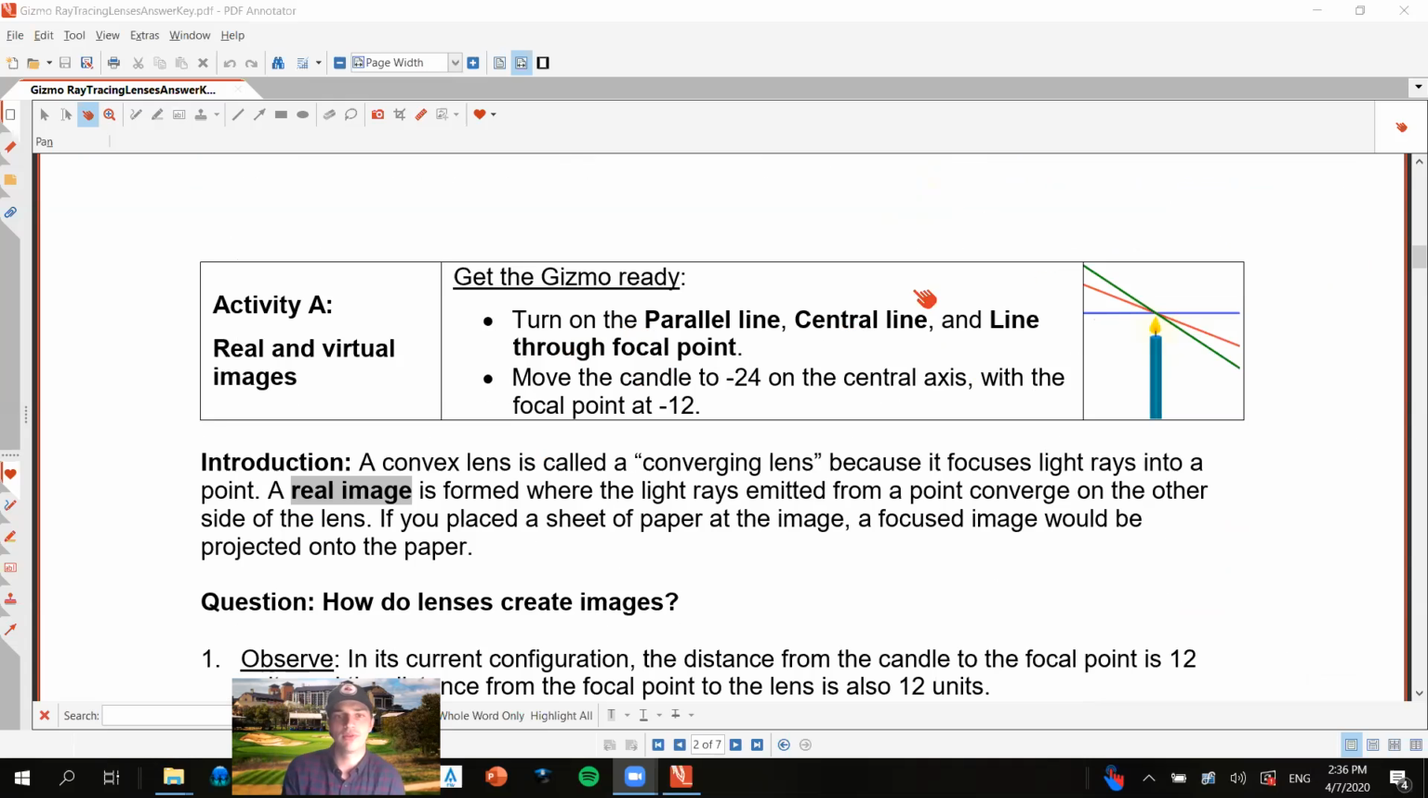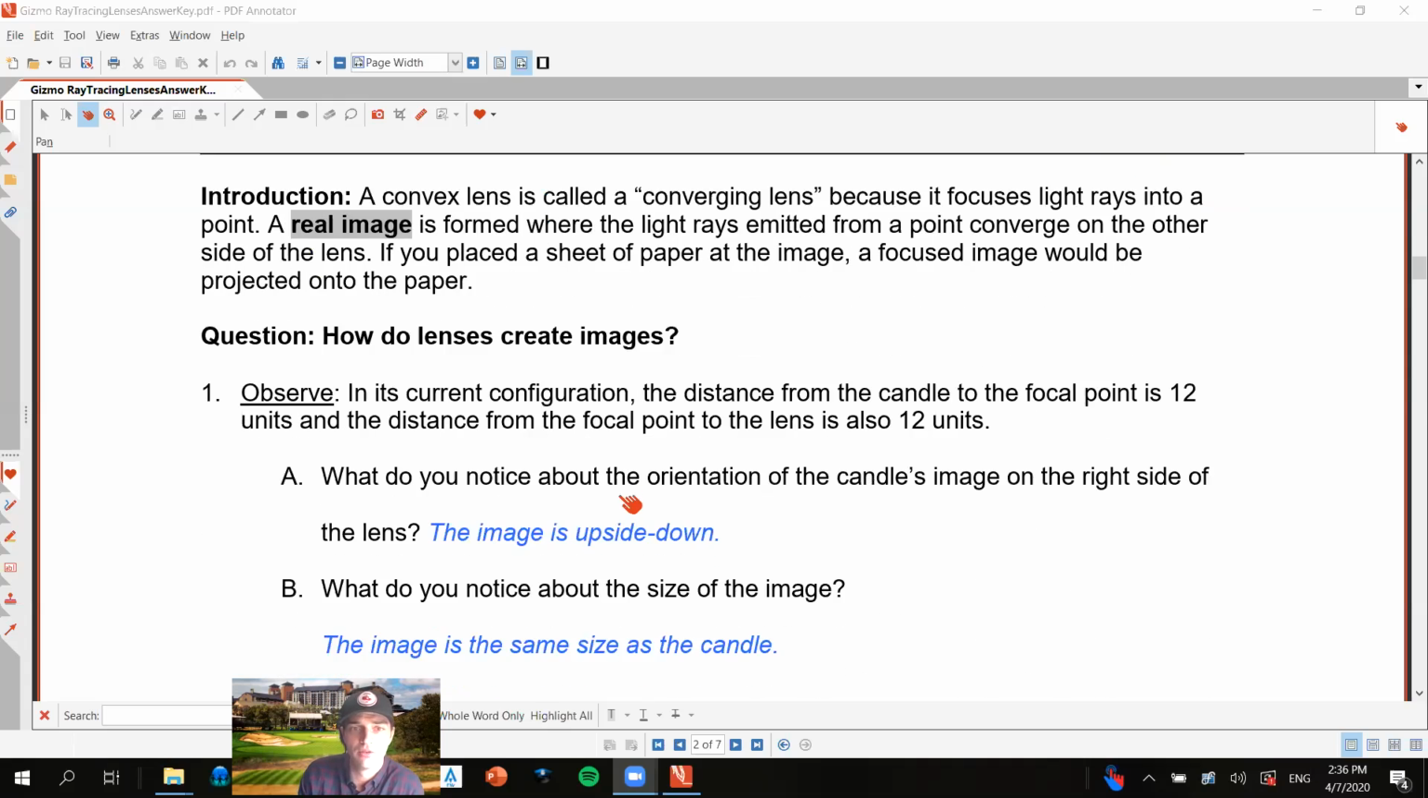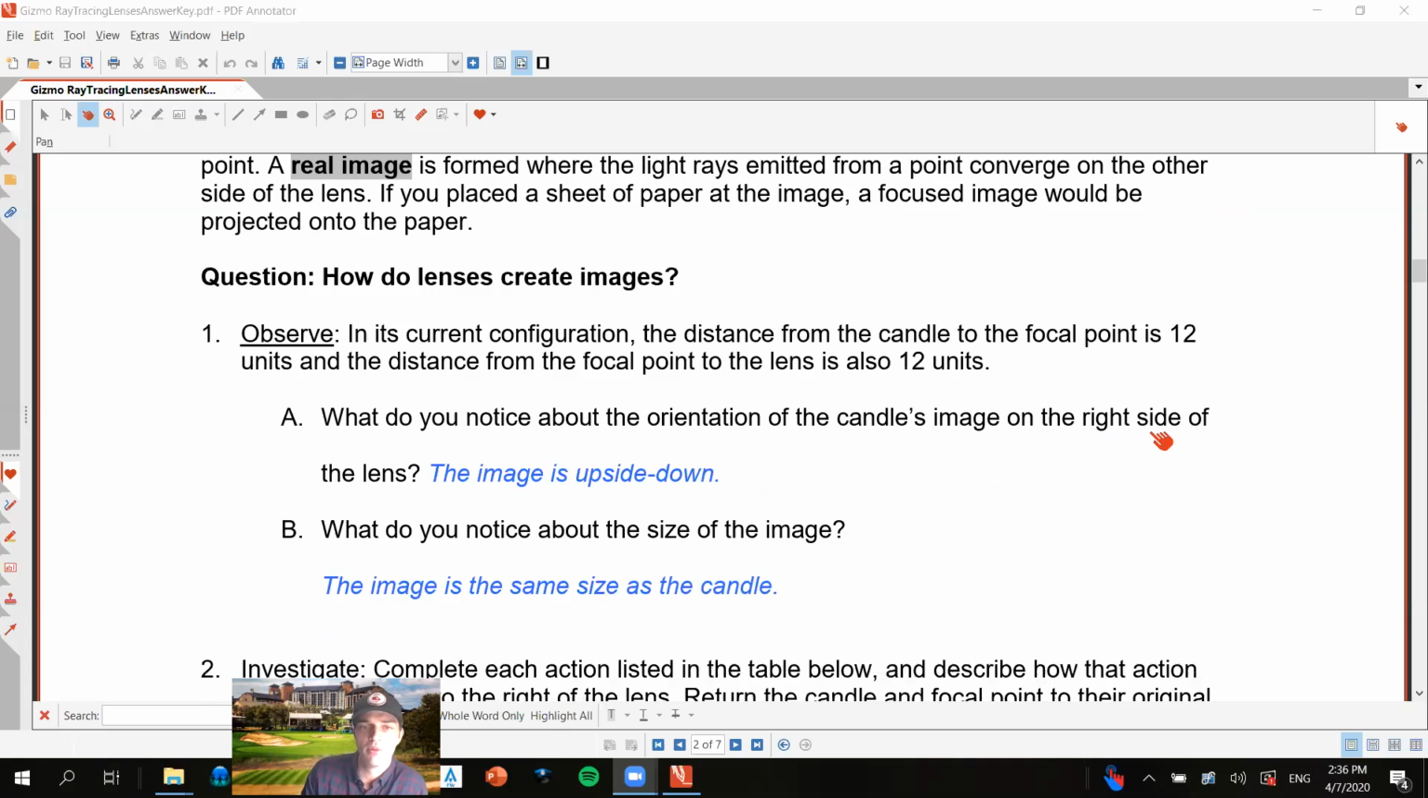It tells us to turn on all 3 lines and move the candle to minus 24 units on the central axis and the focal point to minus 12. So once we've done that, it asks us to observe in its current configuration the distance between the candle and the focal point. So if you look at the total number of units, you'll notice we're at 2F, right? Where F, the focal point, is at 12 units. Our object is at twice the distance from the lens at 2F, at 24 units. So what do you notice about the orientation of the candle's image? This is just asking you about the sort of the image. So what do you know about its orientation?